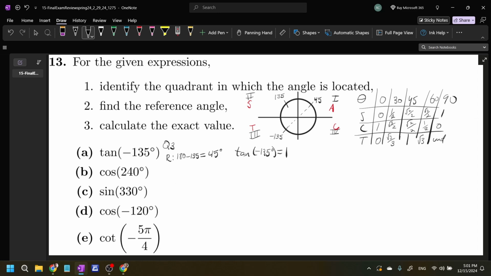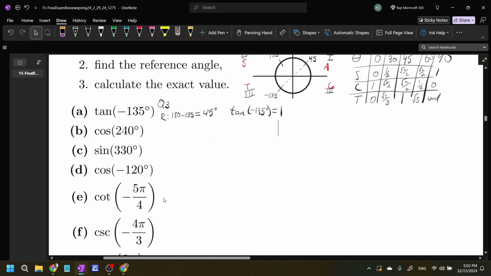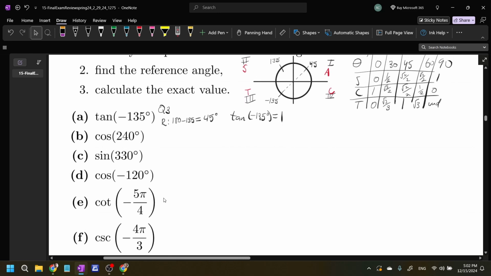Okay, I would recommend doing the same process for each of these degree measures. So I'm going to skip these and jump straight to cotangent of negative 5 pi over 4. That seems more difficult. We've got cotangent, cosecant, and secant. Okay, so again, unit circle. Since part A was tangent, this is cotangent. I don't want to do another tangent.